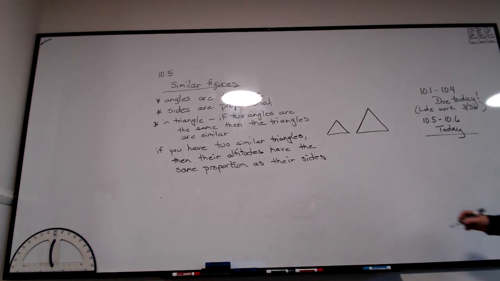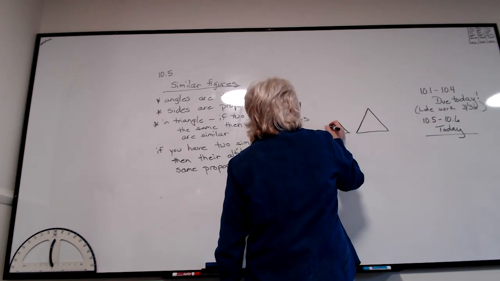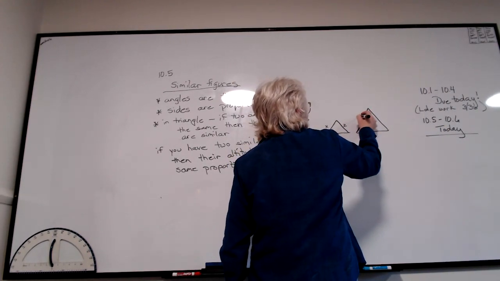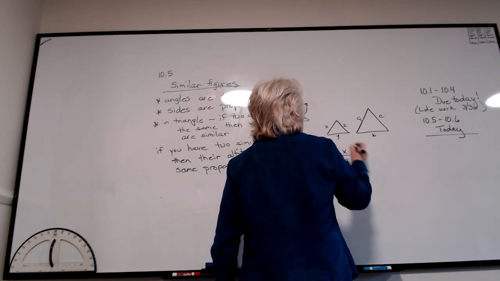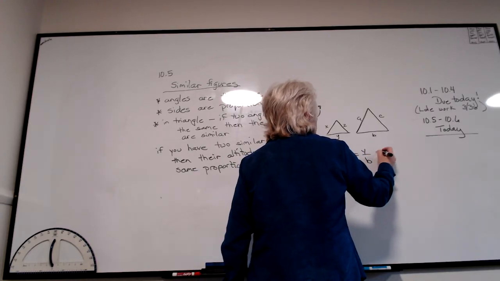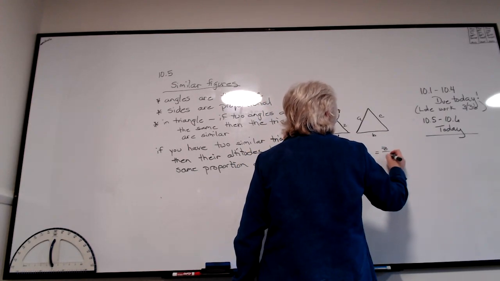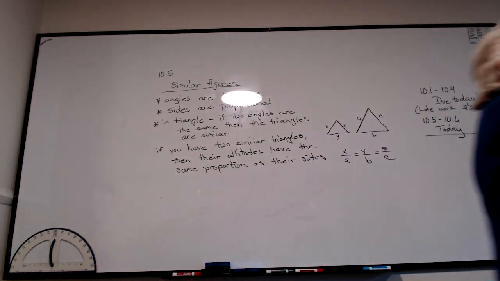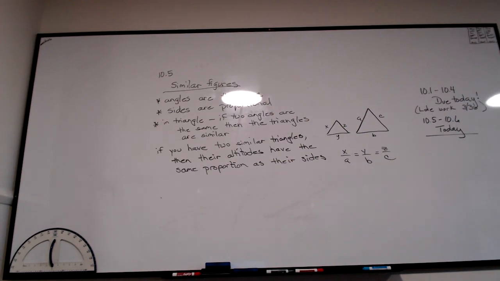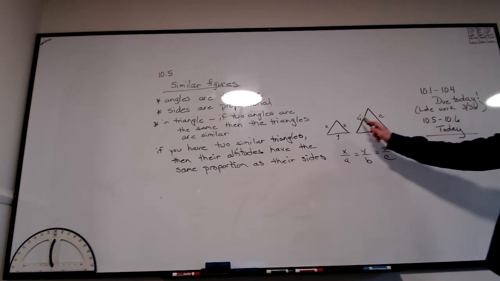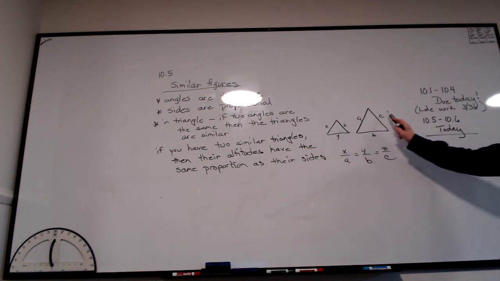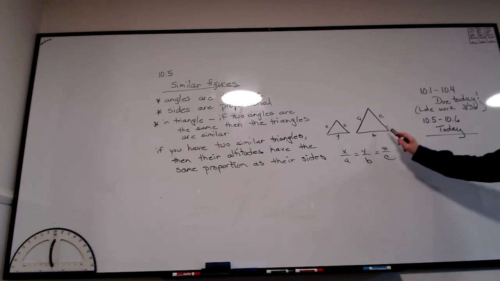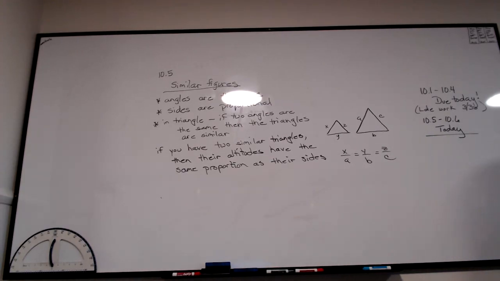Okay, so that means that with sides X, Y, and Z, and A, B, and C, X over A is the same as Y over B, which is the same as Z over C. Okay, if they're proportional, that's what we know, that the sides are in the same ratio. So the X corresponds to the A, the Y corresponds to the B, the Z corresponds to the C, so these are all equal. That proportion is equal.